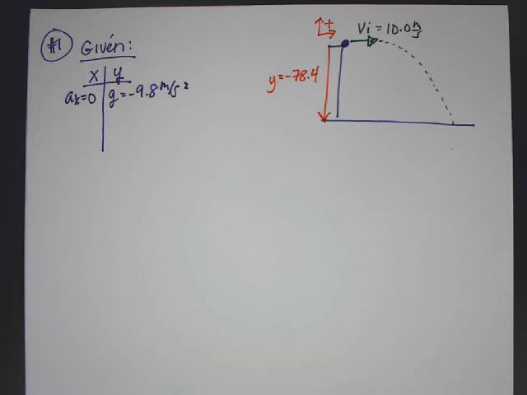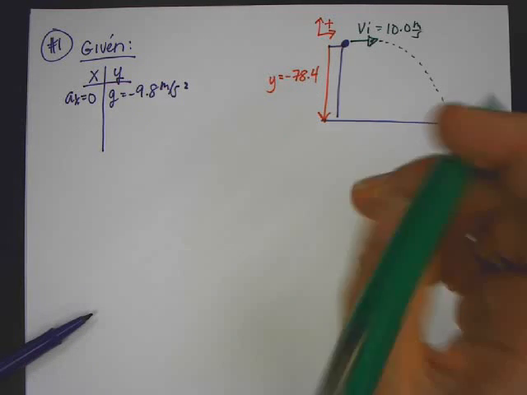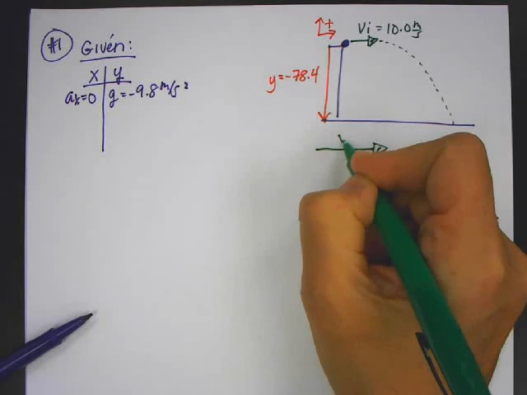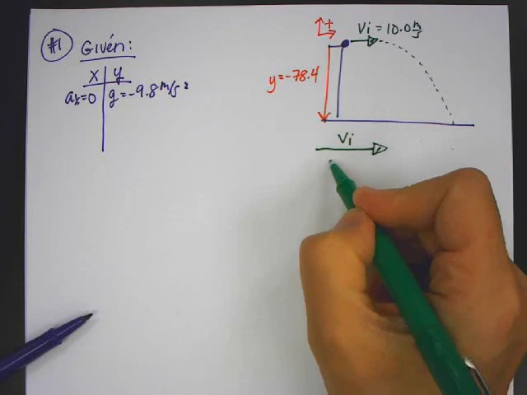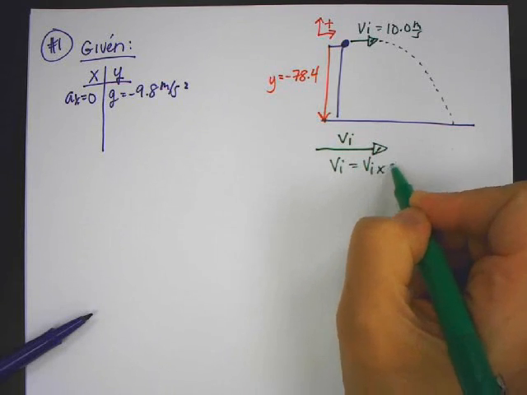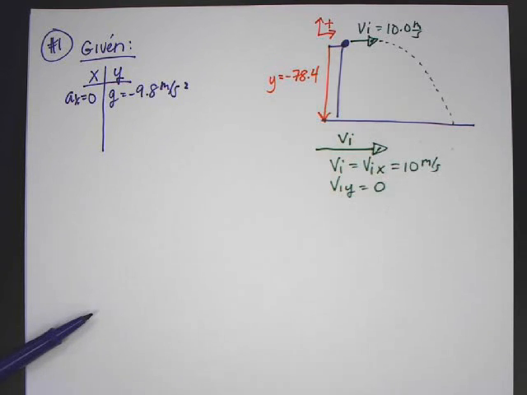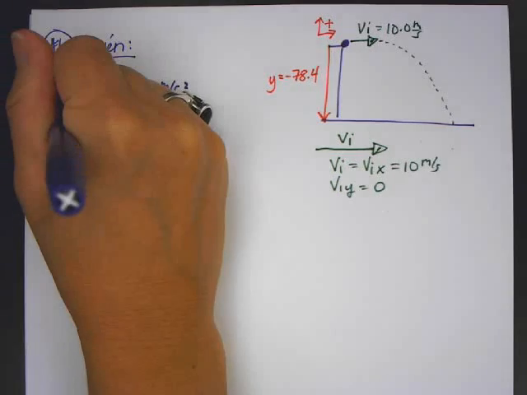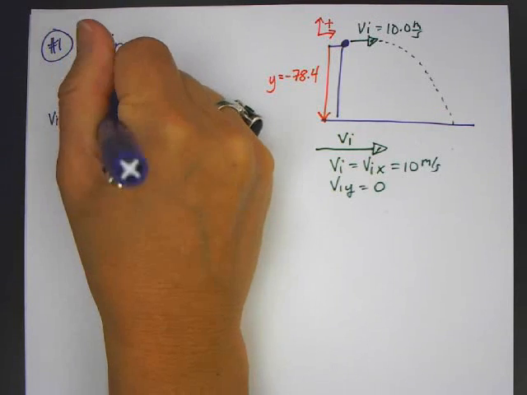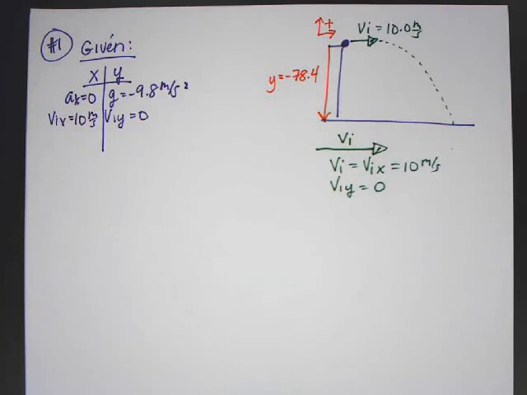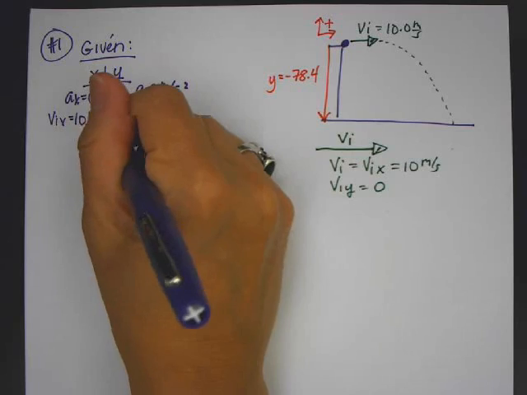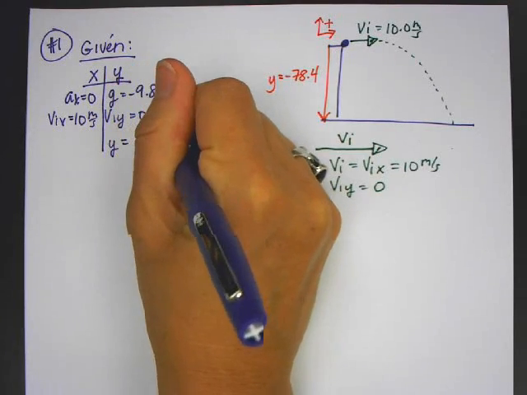The second thing I'm going to do is take my initial velocity, if I can, and break it up into horizontal and vertical components. Now, my initial velocity here is all horizontal. It has no vertical components. So vi is equal to vix, which is 10, and viy is equal to 0 because it has no vertical components, all horizontal. So now my given, I'm going to write vix is equal to 10, and viy is equal to 0. The next thing I'm going to do is say, is there anything else that's given in the problem? So the only other thing given is y is negative 78.4.